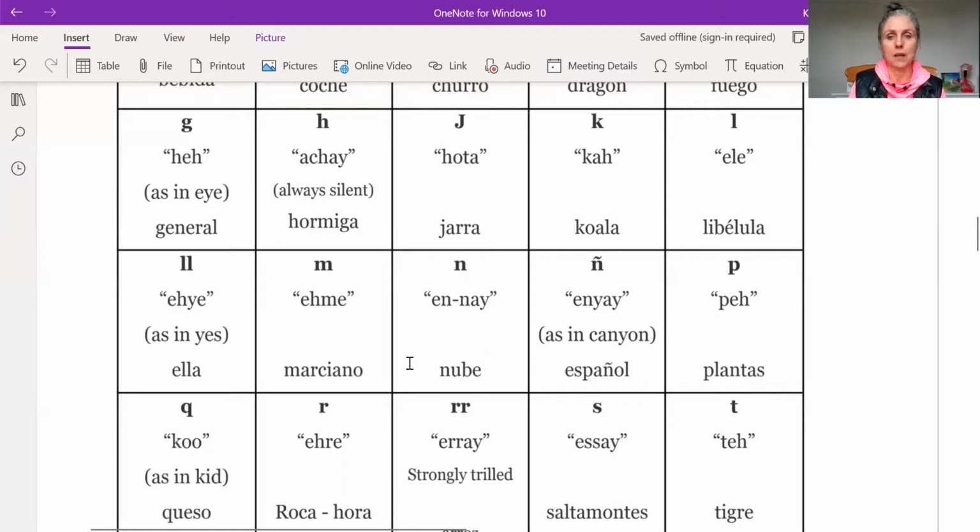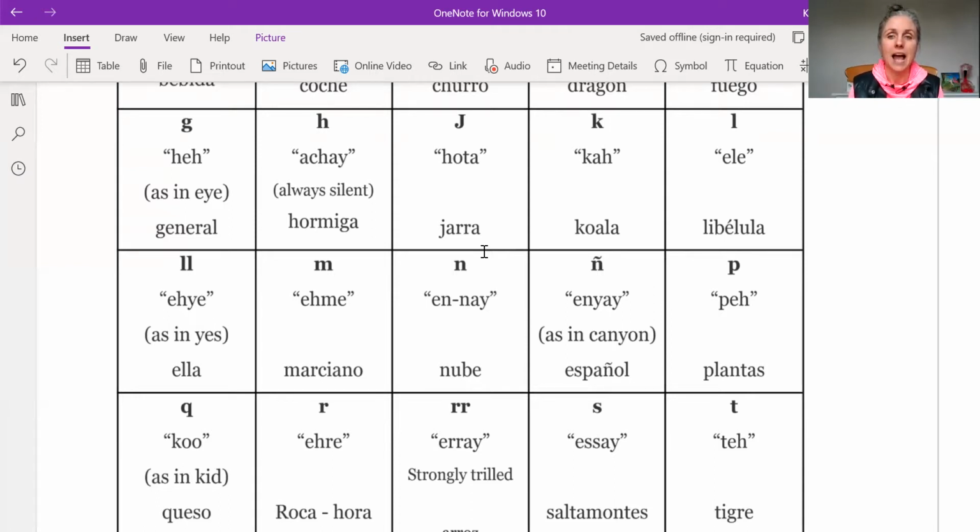Nube. The next letter is a letter that obviously we don't have in the English alphabet. It's an eñe. Eñe. And it isn't just an N with a squiggle on it. It is a letter in its own right. And the perfect example of this letter being used is in the word español. Español. Muy bien. Then we have the letter P.